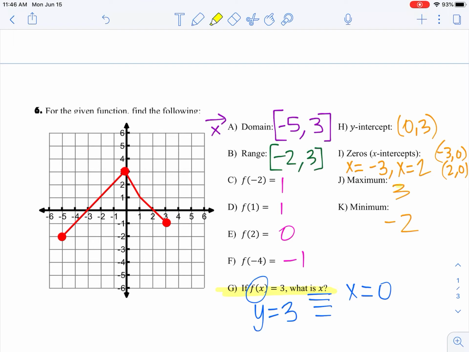Notice that the min and the max are the y values of the highest and lowest points, which match up with the range, -2 to 3. That was your min, that was your max.